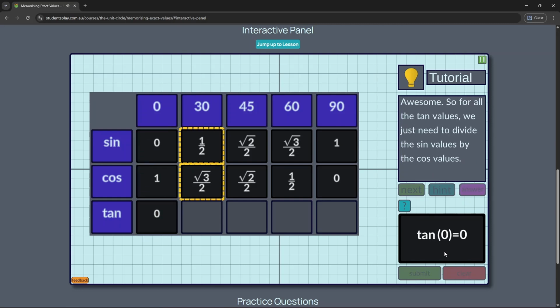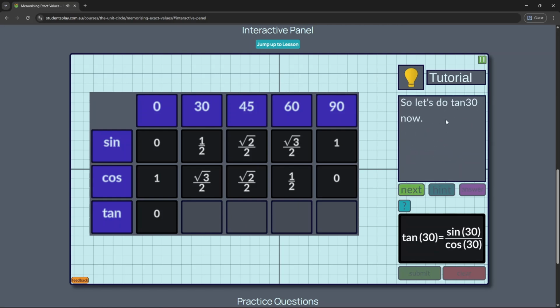Awesome, so tan 0 equals 0, add it to the table. So for all the tan values, we just need to divide the sine by the cos. So all of these, just dividing them by each other. So this one will be that over that, this will be that over that, and so on. So let's do tan 30 now.